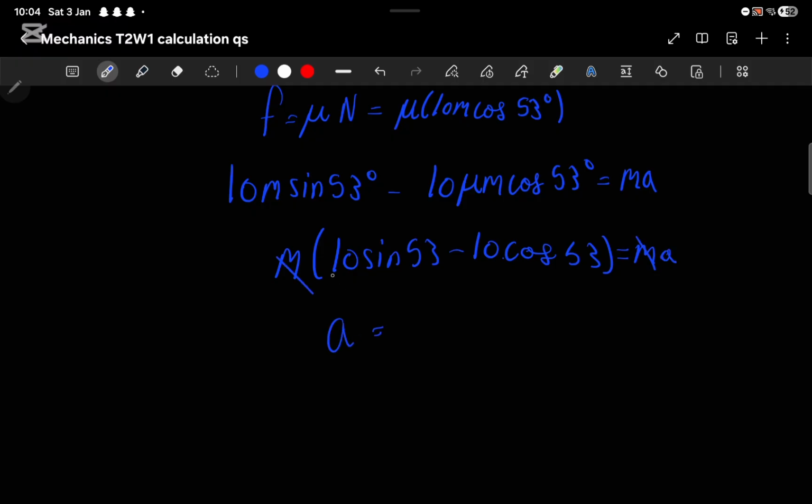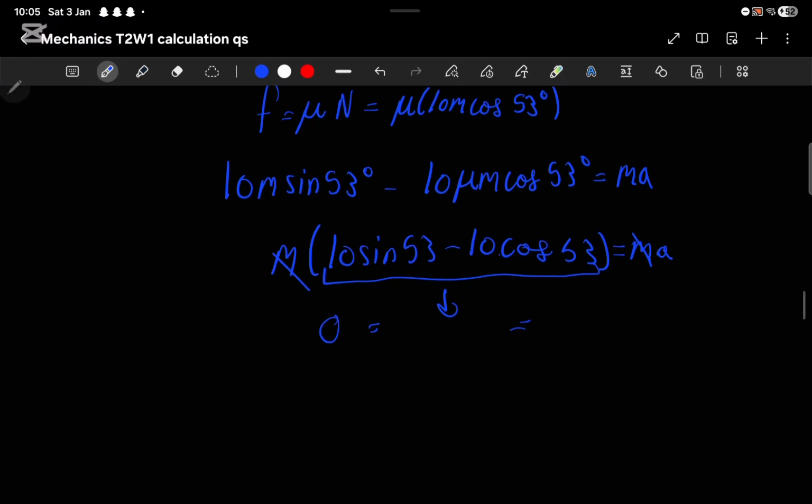So a is equal to all of this, which is equal to 10 sine 53 minus 10 cosine 53. What am I doing wrong? Because there's no way this is the right answer. Wait, I forgot the mu. Yeah, never mind. Don't listen to me. Substitute the mu. So 10 mu. This is 10 mu.